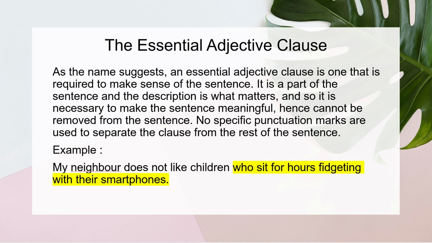As the name suggests, an essential adjective clause is one that is required to make sense of the sentence. It is part of the sentence and its description is what matters, and so it is necessary to make the sentence meaningful. Hence it cannot be removed from the sentence. No specific punctuation marks are used to separate the clause from the rest of the sentence. For example, my neighbor does not like children who sit for hours fidgeting with their smartphones.